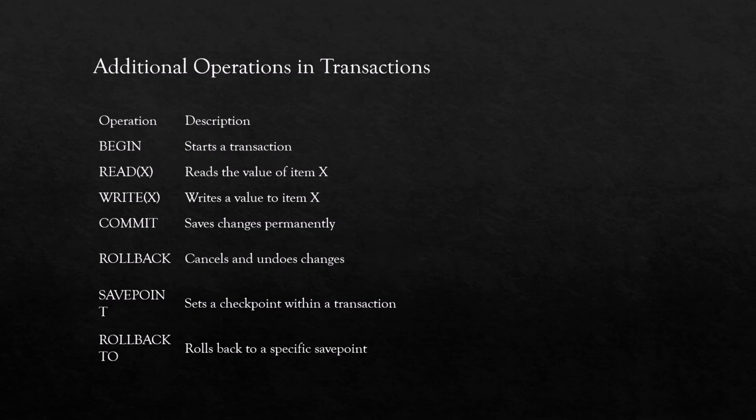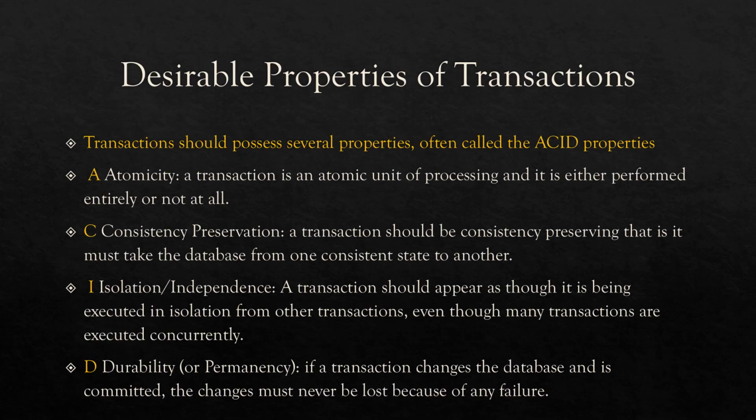Next, what are the additional operations in transactions? First one is the begin operation, which starts a transaction. Second one is the read operation, which reads the value of an item. The write operation writes the value of an item. The commit operation saves the changes permanently. And we have rollback, which cancels and undoes the changes. Next, savepoint sets a checkpoint within a transaction. Rollback to a specific savepoint. These are all the additional operations in transactions. You should study them, and they are very important from an exam point of view.